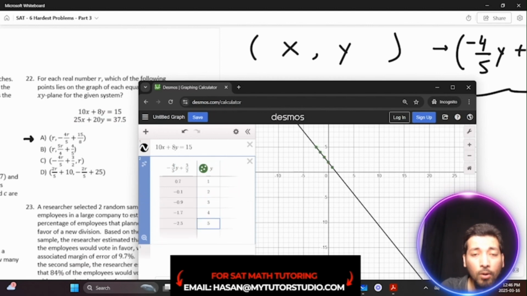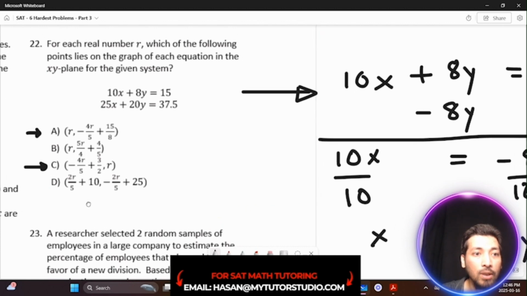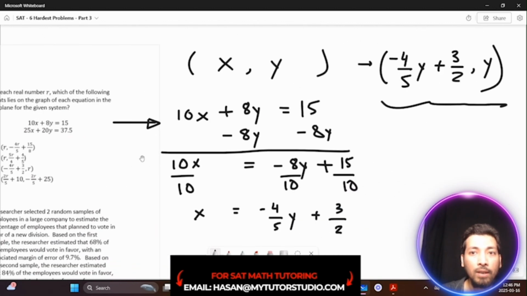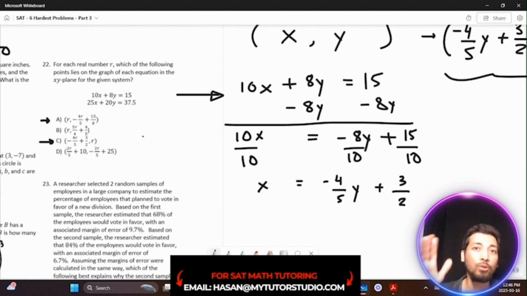You can see that all the points are lying on the line, and this option is basically option number C. So that is negative 4r over 5 plus 3 over 2 comma r, and that's exactly matching with this one. I hope that makes sense. Let me know if you have any questions on this one.